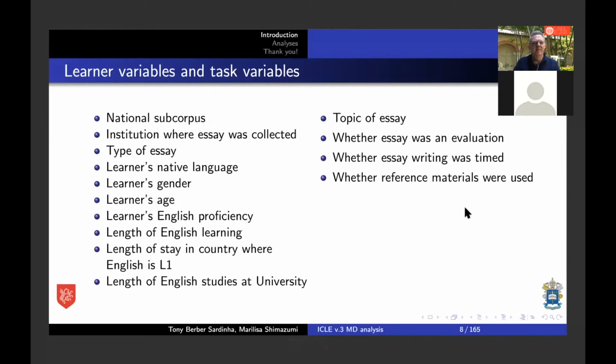So the corpus, the ICLE corpus, includes all these really interesting learner variables and task variables. So you know where each composition is coming from in terms of a national subcorpus, also the institution that the students were in, also the type of essay, their native language, gender, age, proficiency. So the time they have, how long they have been learners of English, also topic of essay, all these things, all right?